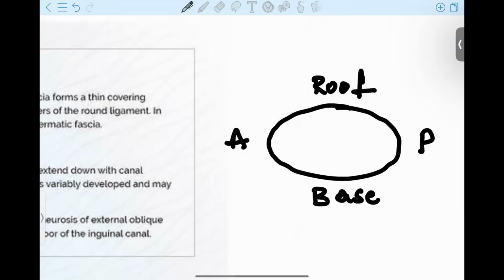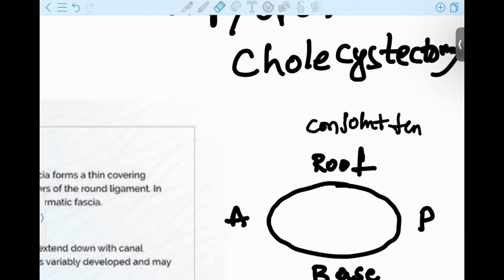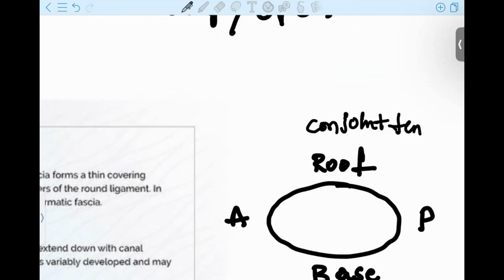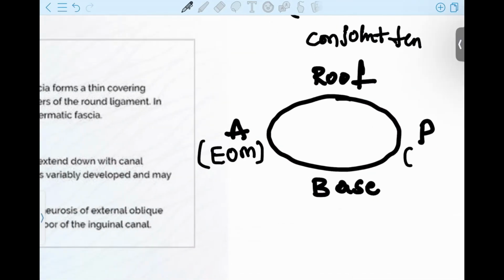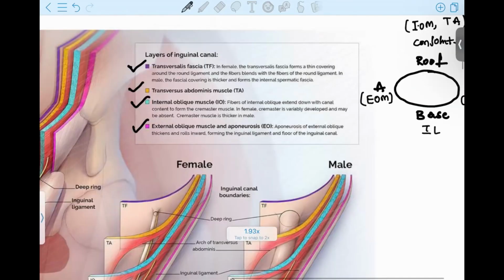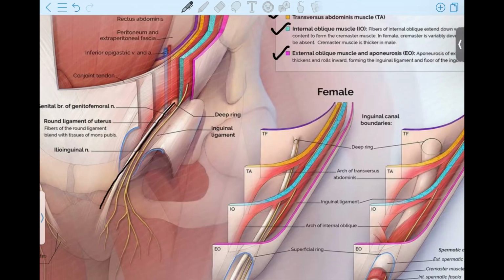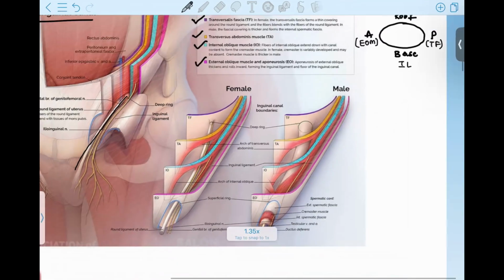On the roof, there is the conjoint tendon. The conjoint tendon is formed by the internal oblique muscle and also the transversus abdominis muscle. These two muscles form the conjoint tendon of the roof. On the anterior side is mostly the external oblique muscle, and on the posterior side is the transversalis fascia. On the base is the inguinal ligament. Here you can see this is the inguinal ligament. So this is how the inguinal canal is formed.